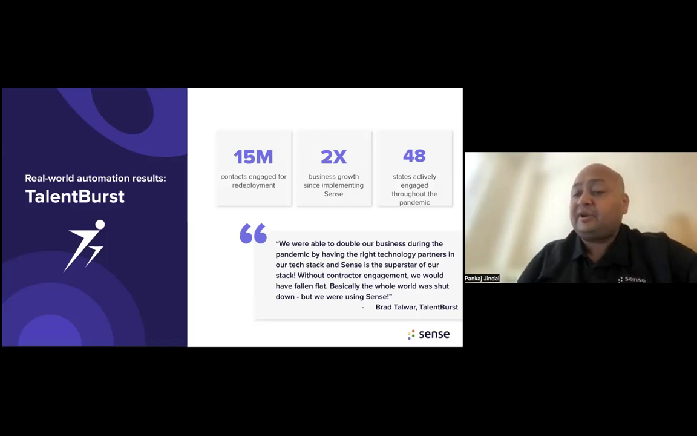We were able to double our business during the pandemic by having the right technology partners in our tech stack, and Sense is the superstar of our stack. Without contractor engagement, we would have fallen flat. Basically, the whole world was shut down, but we were using Sense. This is the CEO of Talent Burst.